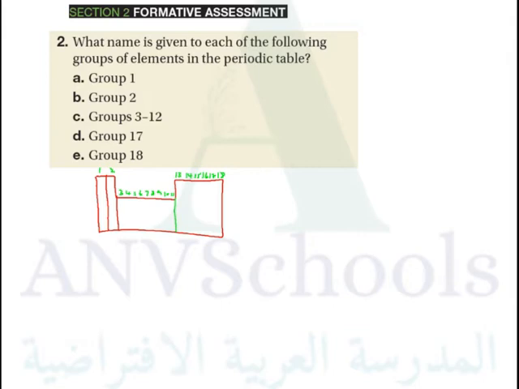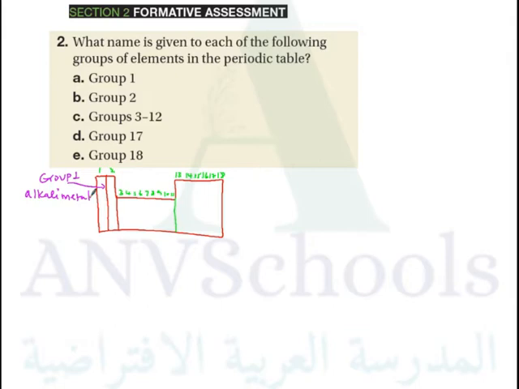What name is given to each of the following groups of elements in the periodic table? Group 1. The name given is alkali metals. Why is it alkali metal? Because these metals are very reactive. When they react with water, they form an alkali or basic solution.